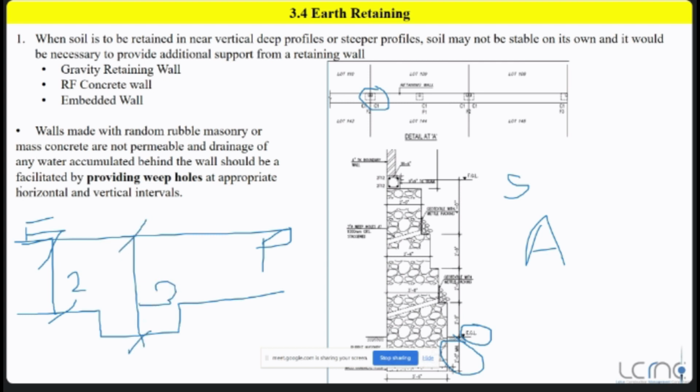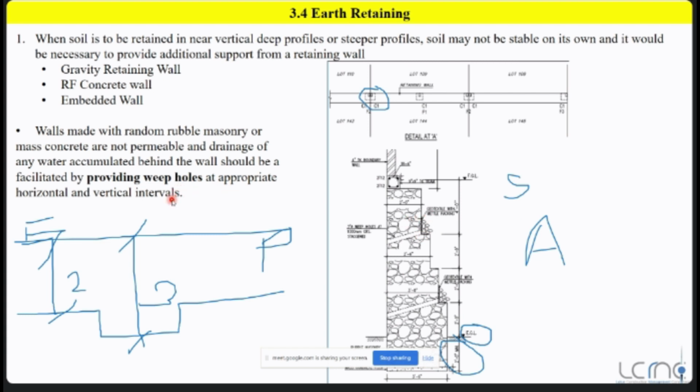Then when soil is to be retained in near vertical deep profiles, that means this kind of vertical deep profiles will be retained, definitely you can have this kind of selections of retaining wall. What kind of selections? This kind of gravity retaining wall, reinforced concrete wall, or embedded walls. Okay, and on the other hand, just keep that in mind.